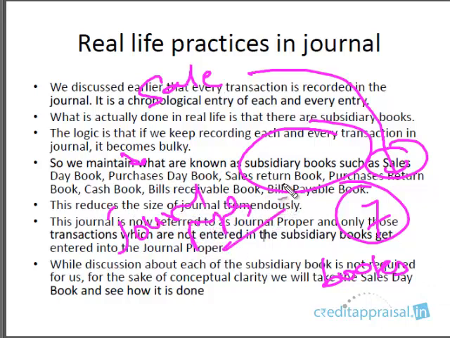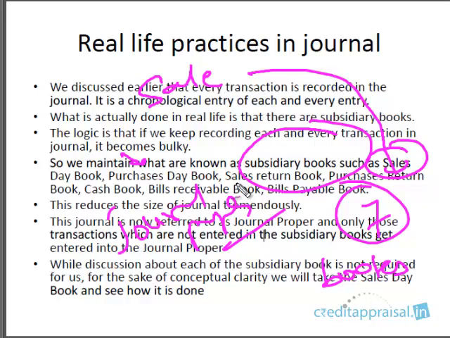So we earlier said that every transaction gets entered in the journal. Now I'm making a small modification. Not every transaction gets entered in the journal. We maintain something called a journal proper, and we maintain something called subsidiary books. Any transaction that doesn't get into the subsidiary books, only that transaction will go into the journal proper. The major transactions like sales and purchases get into the subsidiary books called the sales day book and the purchase day book. And only those transactions that we are unable to enter into the subsidiary books will come to the journal proper, okay?